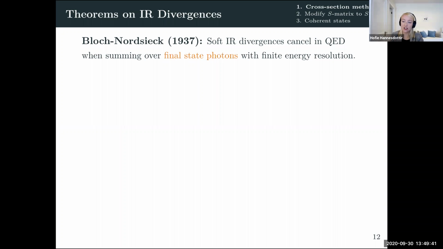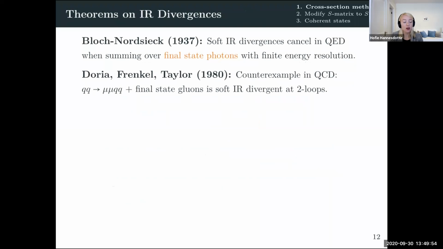And it's actually interesting that right after this theorem came out, people thought that something similar had to hold in non-abelian theories like QCD because it's so physically motivated. But Doria, Frankel, and Taylor actually showed in 1980 by an explicit counterexample that the Bloch-Nordsieck theorem does not hold in QCD because QQ to mu mu QQ plus final state gluons is soft IR divergent at 2 loops.